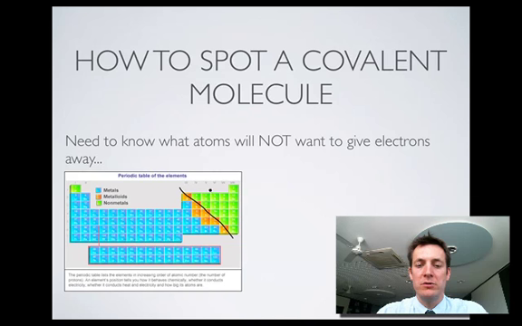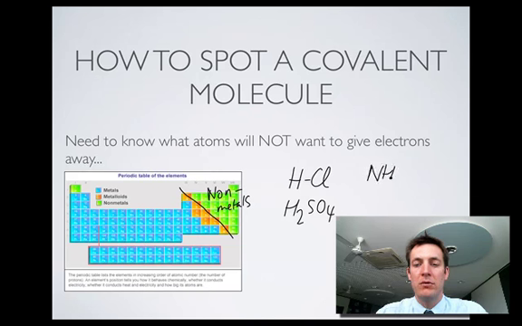Okay, the non-metals. So if ever you've got two non-metal elements combined together, they're going to form covalent bonds because they're not keen to give electrons away. They want to gain electrons to fill their outer shells. So just to have some simple examples, you could have HCl. HCl is made of two non-metals. Sulfuric acid, I've just chosen two acids there, but we could have ammonia or any combination of two non-metal elements, and that means you've got a covalent molecule. So look out for combinations of two non-metal elements.